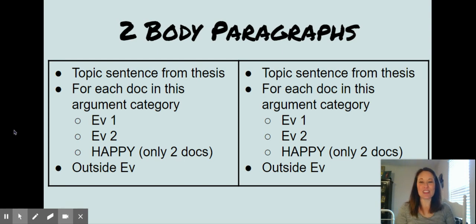Then you do the exact same thing in your second body paragraph. Start with that topic sentence, whichever documents you're using here. Give us evidence 1, evidence 2. HAPPY 1 time in this paragraph, outside evidence 1 time in this paragraph. And then your essay is done. Now I know that it's not done. We've got a lot of work to do to get to that done part. But now you see the idea here. Context, thesis, body paragraph, okay? 4-paragraph essay is what we're looking at here.